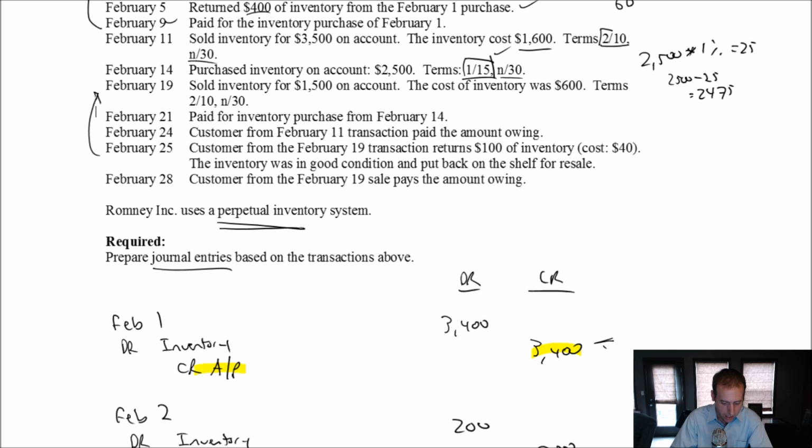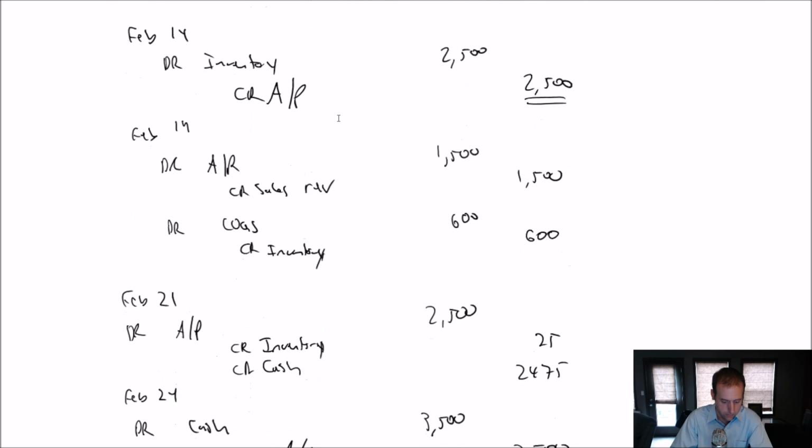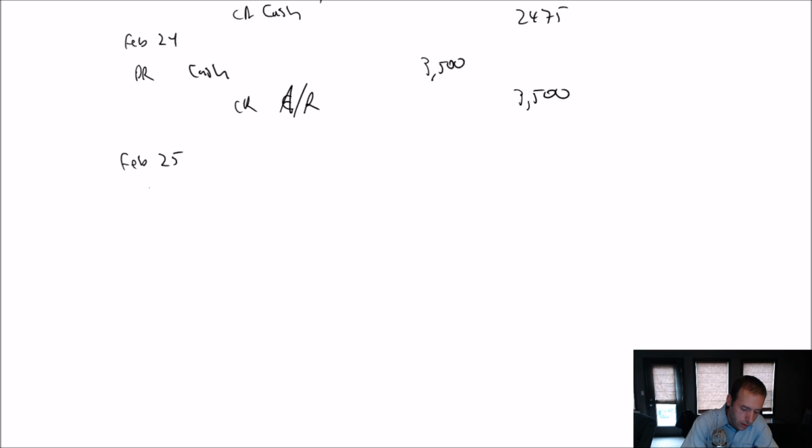So what's our entry for when somebody returns something, but it's still good? Well, we debit an account called sales returns. This is a contra revenue account. Sometimes it's called sales returns and allowances. I'll put and allowances in brackets. But this is just really a sales return.